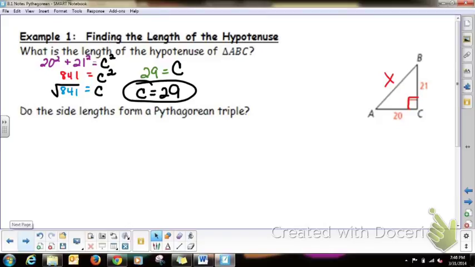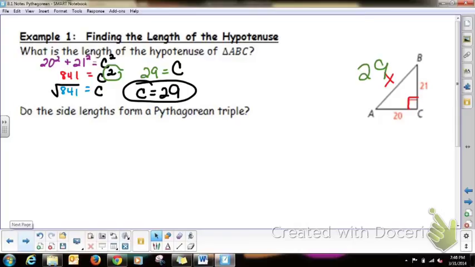So hopefully you set your equation up this way: the smallest leg, 20, squared, plus the longer leg, 21 squared, is equal to the hypotenuse squared, C squared. So 20 squared plus 21 squared is 841, which is equal to C squared. In order to bring this squared to the other side of your equation, you find the square root. 841 is a perfect square. It is 29. So the length of this hypotenuse is 29.